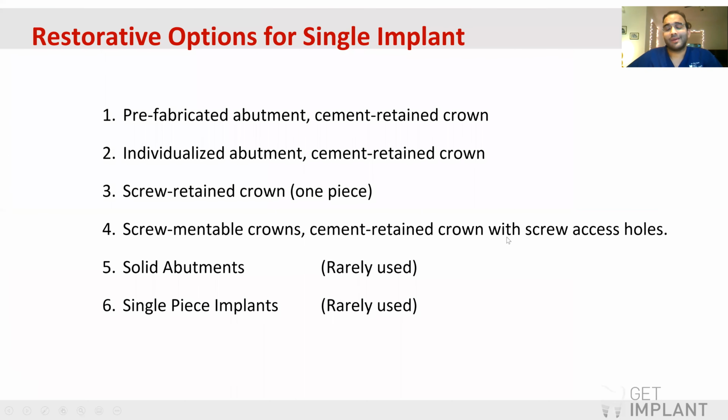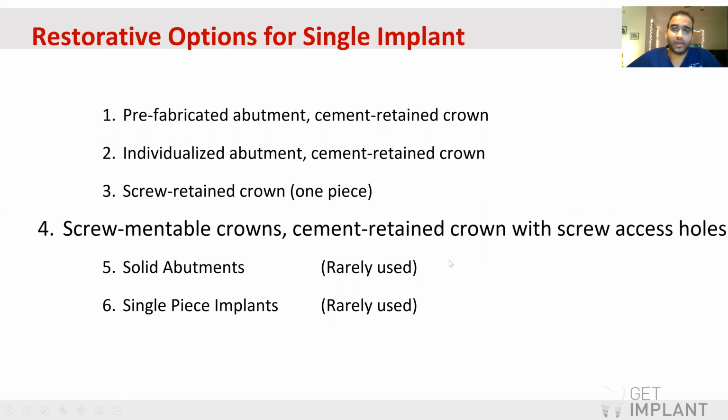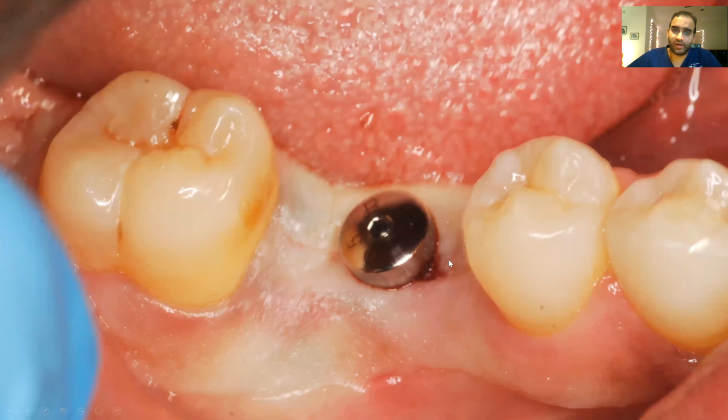Now, if we are going the non-digital route, my preferred way of doing it is through open tray impression. Why open tray and why not closed tray? I think open tray just gives a more secure impression post inside our addition silicone. There's less chance of error than when we take the impression post out and push it back into the impression.